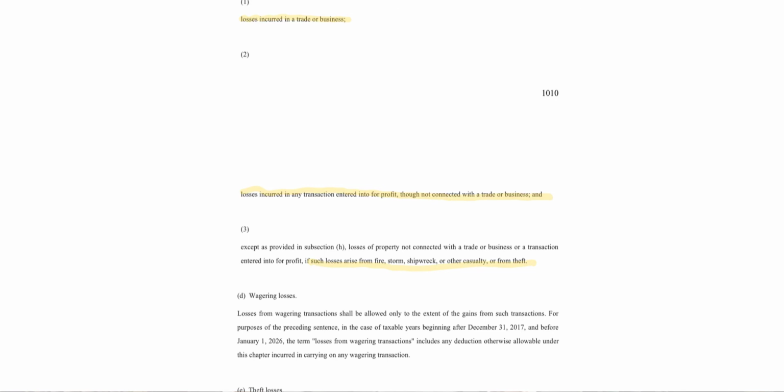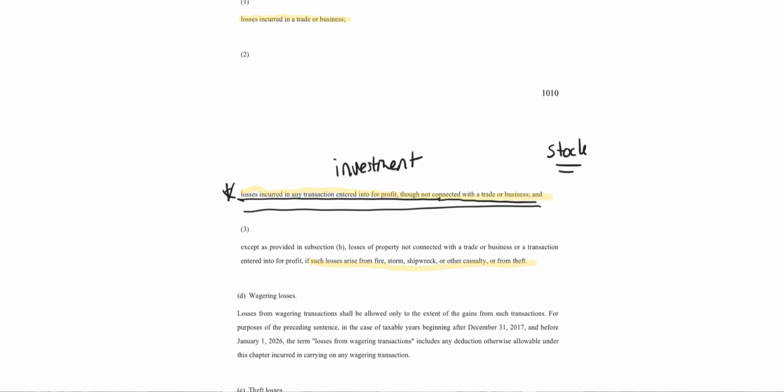Now we're told in the problem that the $10,000 loss came from the sale of stock, specifically of stock. When people think of stock transactions, usually stock is going to be investment activity. That's what this is right here. So it's an investment loss. Investment activity, it says it is allowed: losses incurred in transactions entered into for profit, though not connected with a trade or business. Now, it may be limited, but we do know it's allowed.